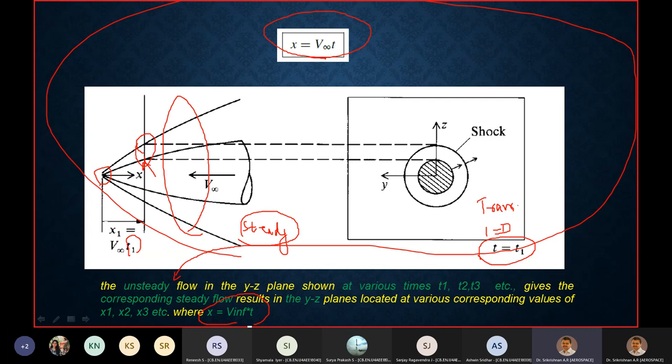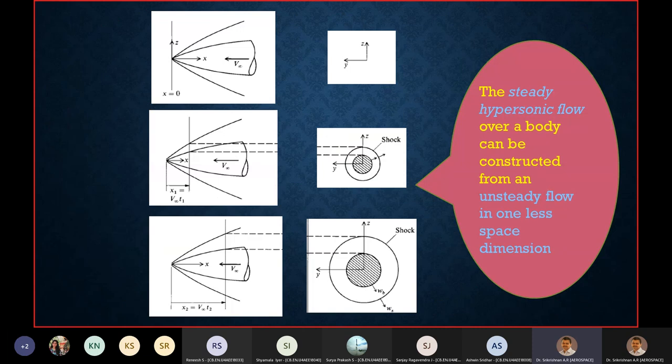Now, based on these two observations, the next question is why? What is the use of it? So before I go to that, I've just put them together here for a conclusive statement.